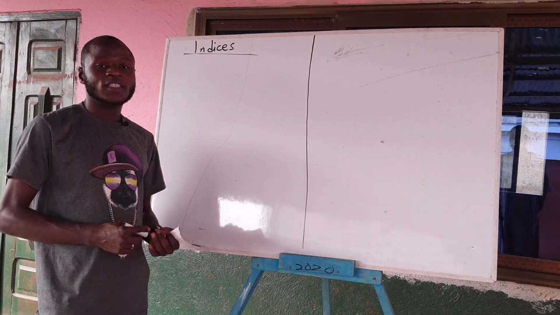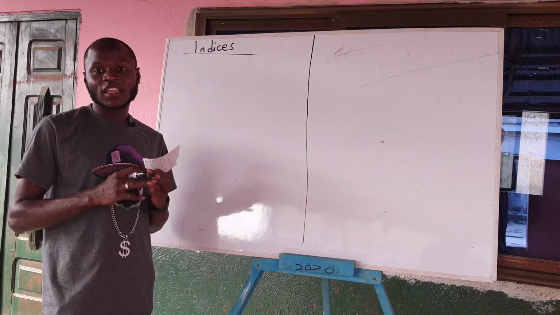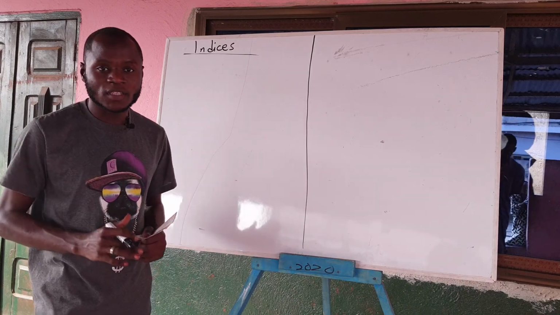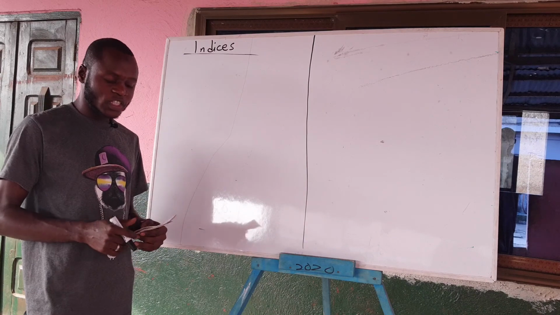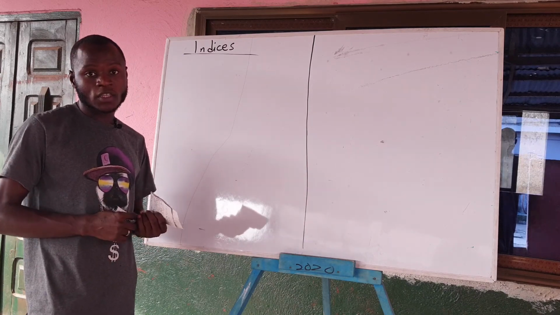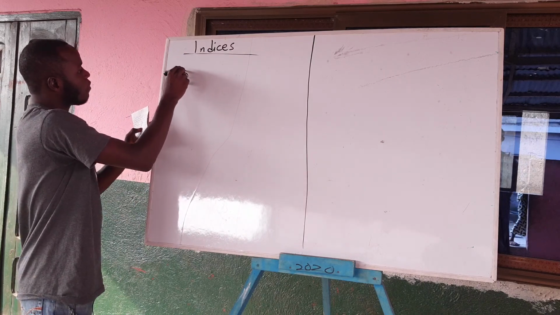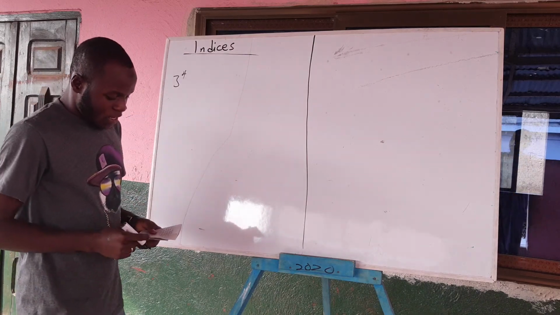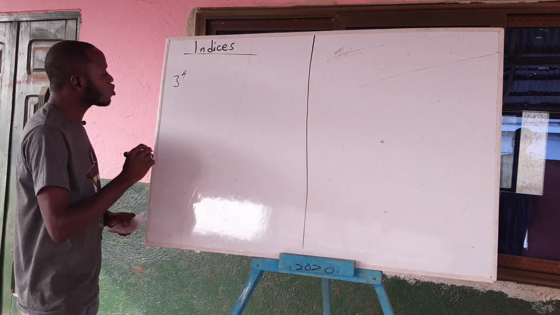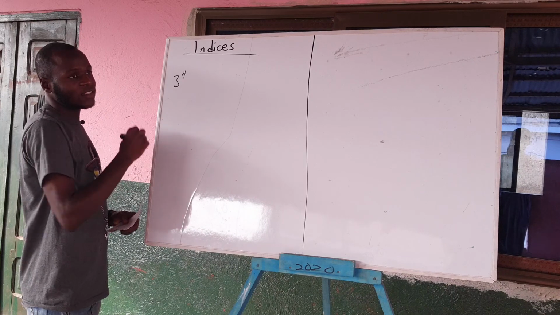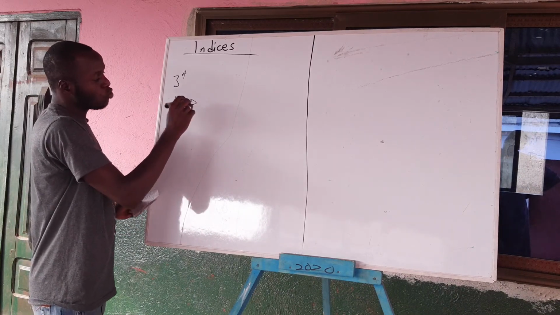Today we are going to look at a very important topic in mathematics called indices, which cuts across most of the topics in mathematics. Index form or index notation is a simple way to write numbers. For example, if you have the number 3 to the power 4, this number is in index form. The small 4 at the top is known as the power.